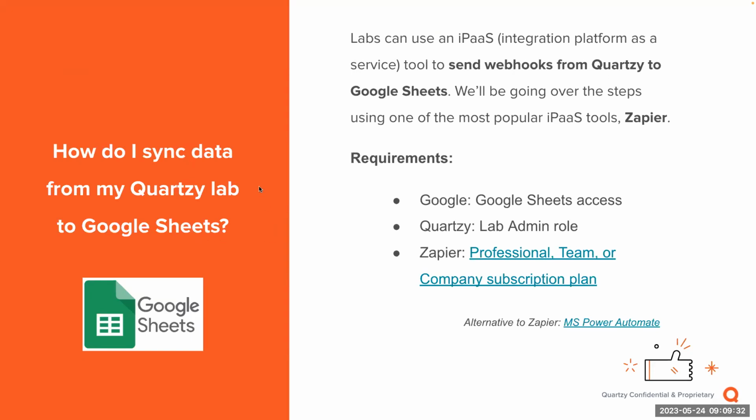All right, so there's just a couple of different requirements here. Today we'll be going over using a platform called Zapier. It's an integration platform as a service tool, and this is used to send webhooks from Quartzy to Google Sheets. So we'll be going over these steps in detail in just a second here. And then you'll want to be a lab admin in your Quartzy lab. And Google, all you need is the access to Google Sheets. An alternative to Zapier would be Power Automate. And we'll actually be going over Power Automate in a little bit as well.